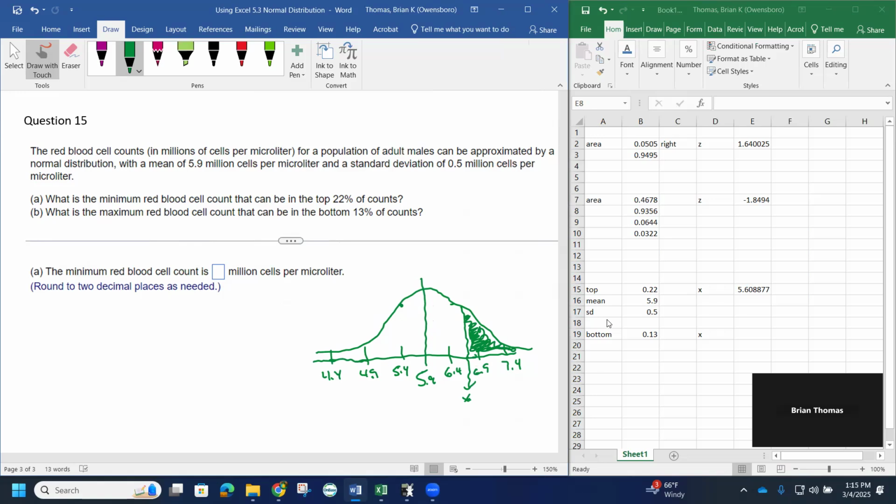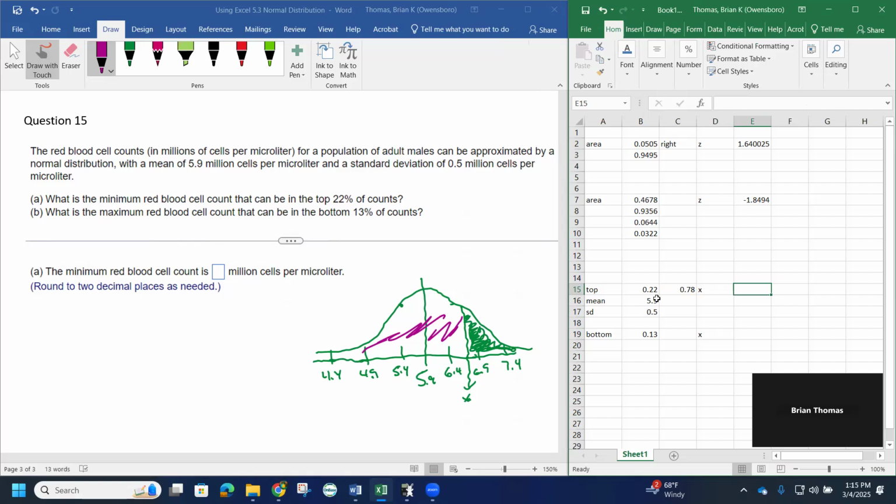Since they gave us the top, notice that to do this, we actually need the area to the left. So we need to find the other side of the area of the curve. I have to subtract that. So I go equals 1 minus, and this would be B15, if you will. That'll give me the 0.78. So let me get rid of this here. I don't think that's right.